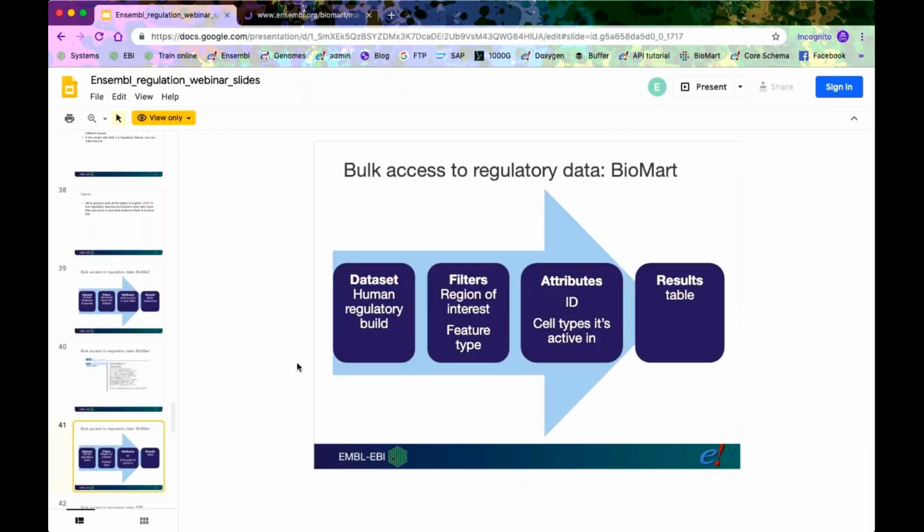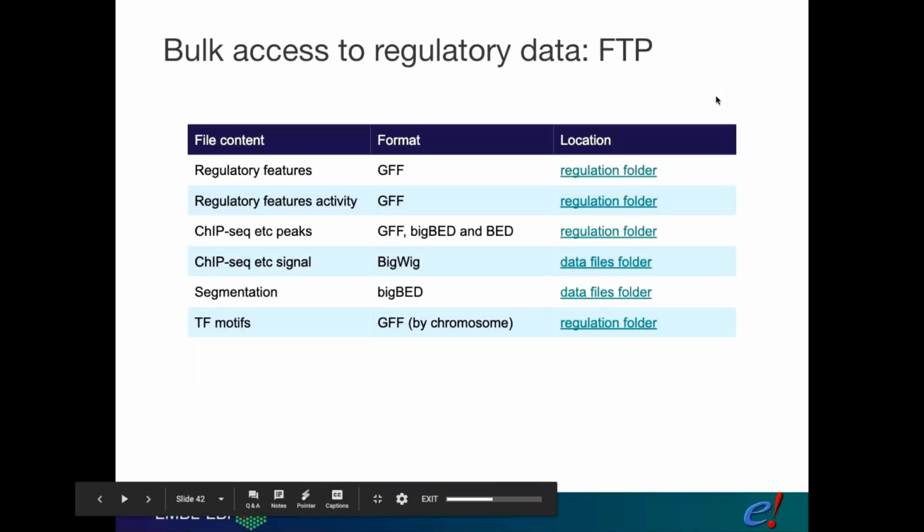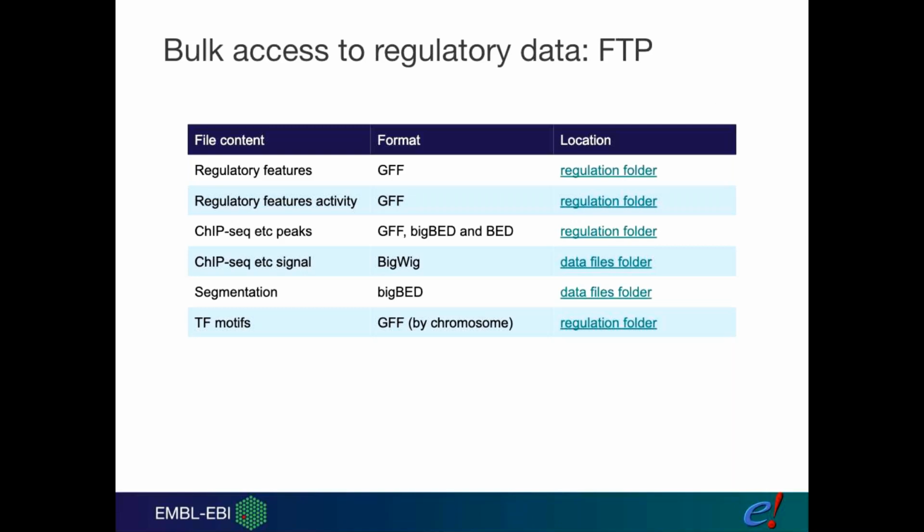I will go back. You can also get the regulatory data through our FTP site. Our FTP site basically has massive flat files of all our genome-wide data. So you can get the regulatory features and their activity as GFF files. If you download the slides, these should all be links in the PDF you get. If they're not, then let me know and I will find a way to get that information to you.